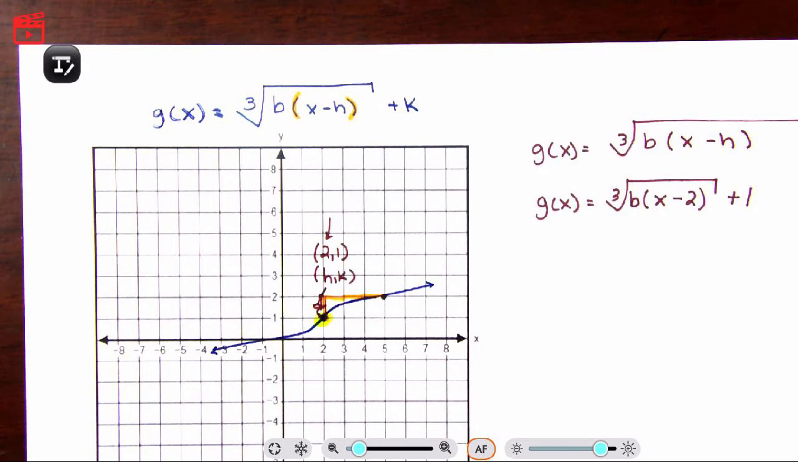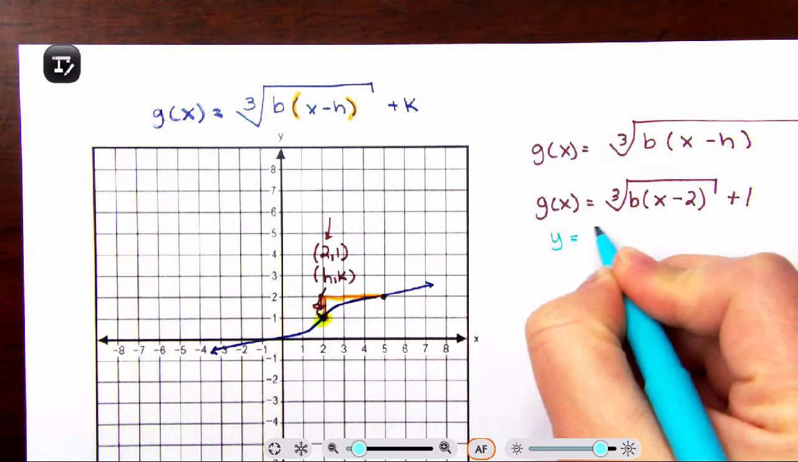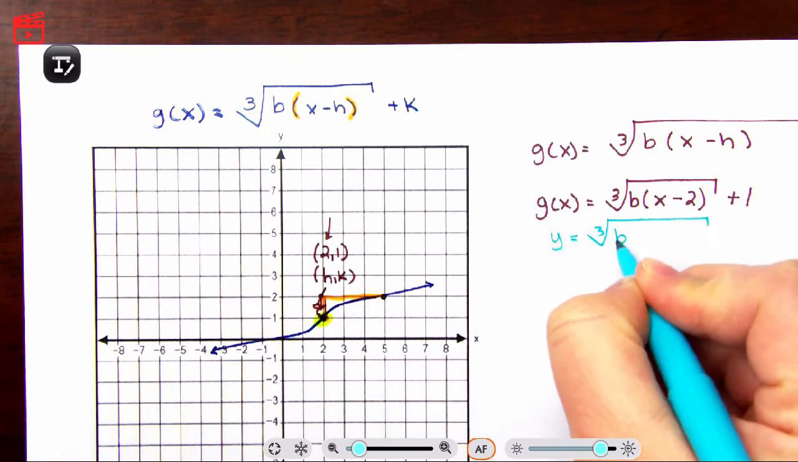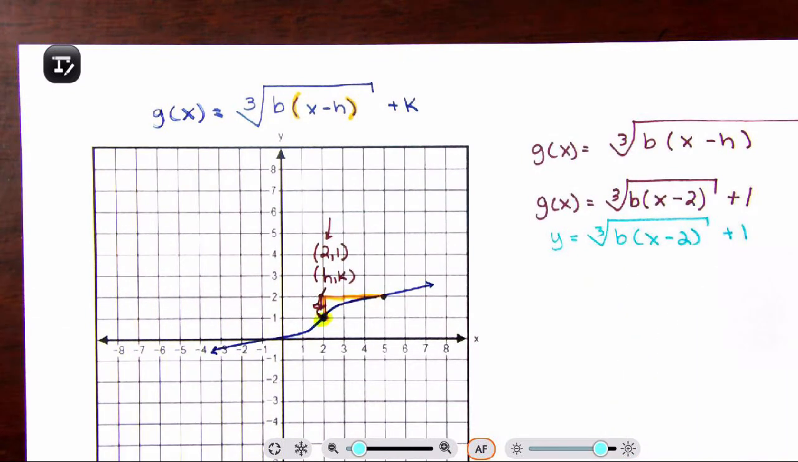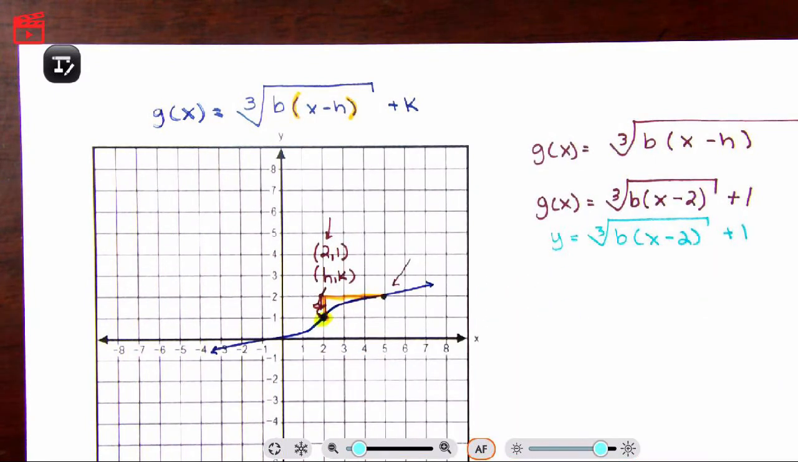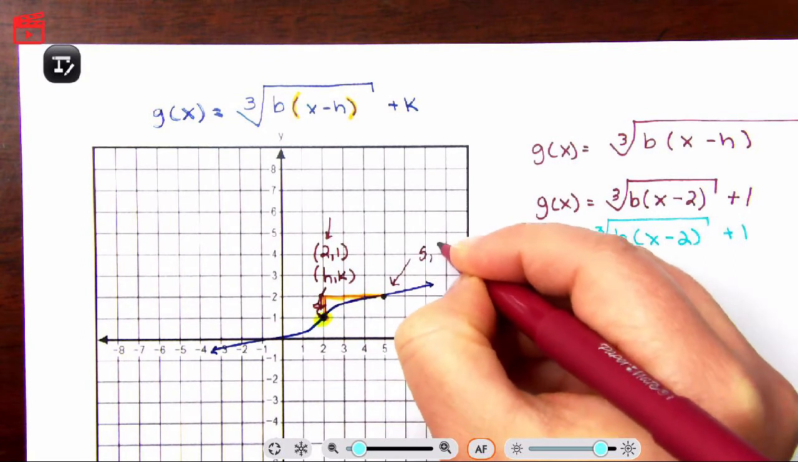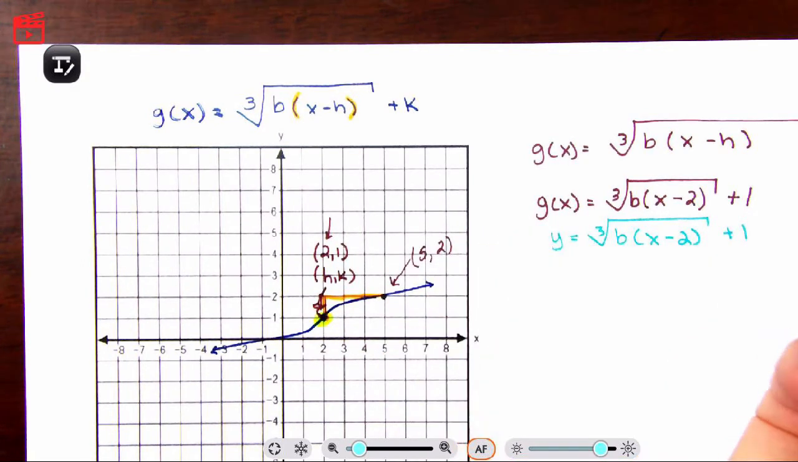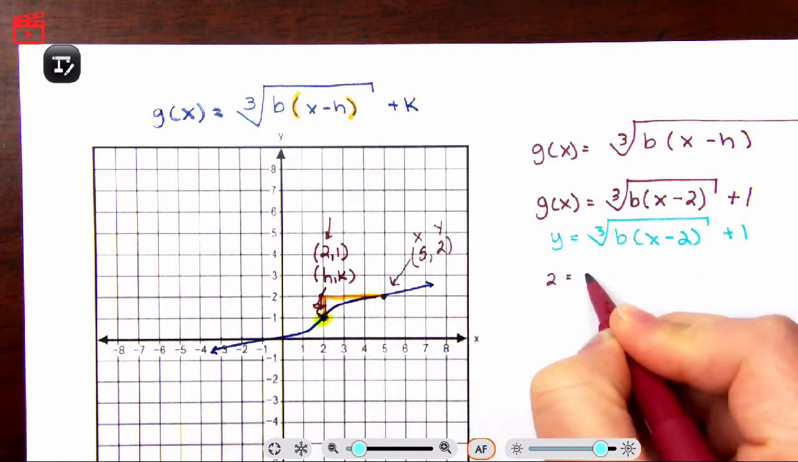All right. So let's go ahead and rewrite this as y. And our task here is to solve for b. So in order to solve for b, I'm going to choose my secondary point, which is this one. Always choose a pretty point on the curve. And that pretty point is (5, 2). And so for (5, 2), 5 is x, y is 2. So I'm going to start plugging it in.